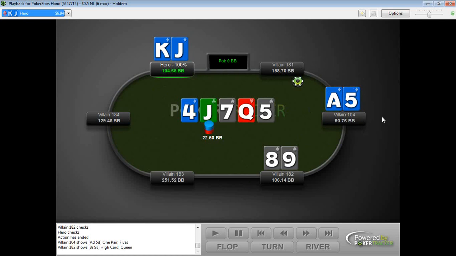So I missed value two different ways. I missed value from him going for that gut shot, going for the straight on the turn, and I missed value from him on the river, going for a pair of fives, which he most definitely would have called to my check. So I think that's pretty clear to see how this hand played out and what I definitely could have done differently in this hand.